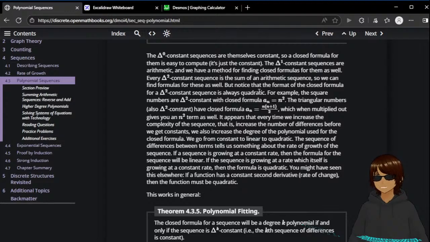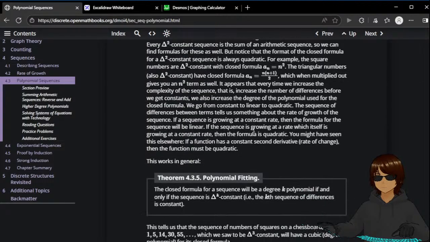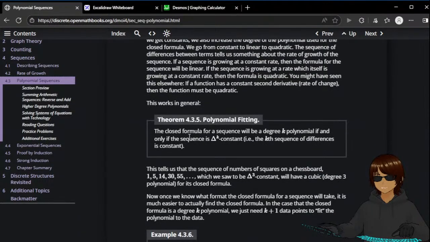The idea is that every time we increase the complexity of a sequence, that is, increase the number of differences before we get constants, we also increase the degree of the polynomial used for the closed formula. A closed formula for a sequence will be a degree k polynomial if and only if the sequence is delta k constant.